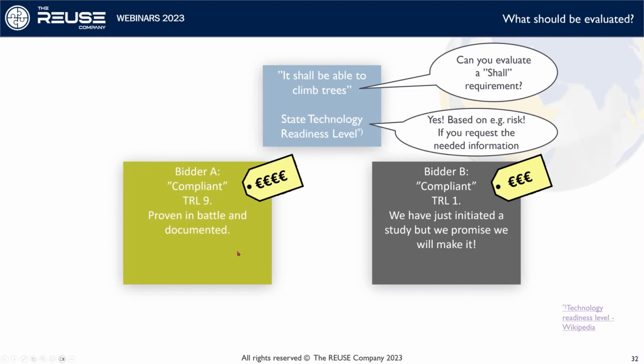This guy says, okay, we can do this. We've done so. We have a TRL level 9, which is the highest level, meaning basically it has been proven in actual scenarios, and it has been documented. So we know this works. The other guy says still compliant, meaning that they would undertake, that they would guarantee that they will do it when they deliver, which may be years ahead in time.